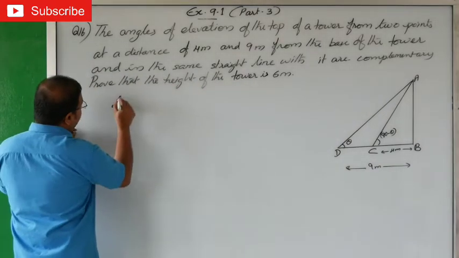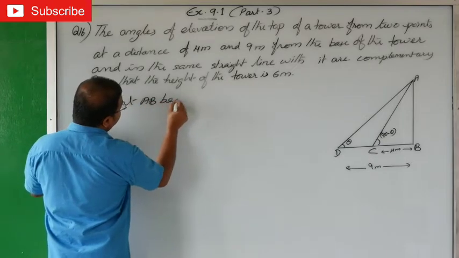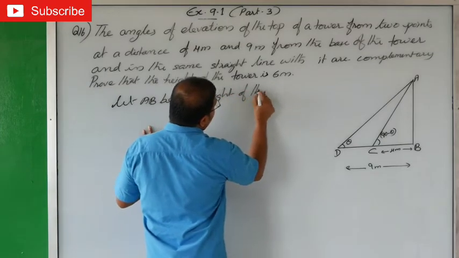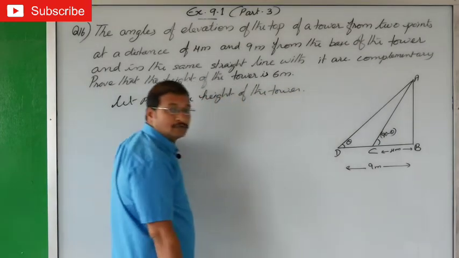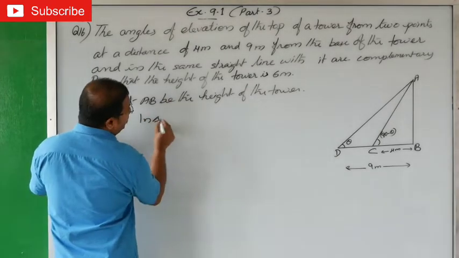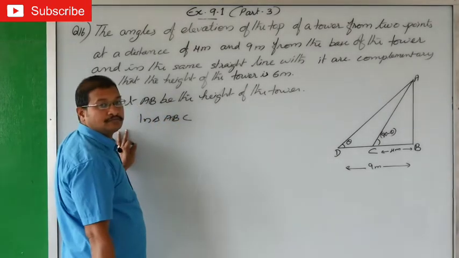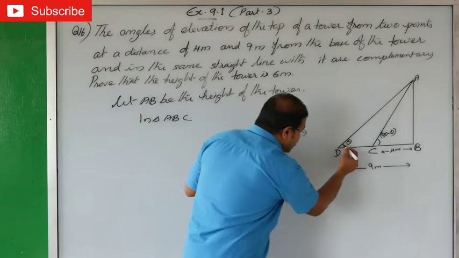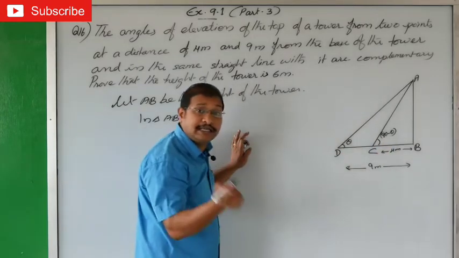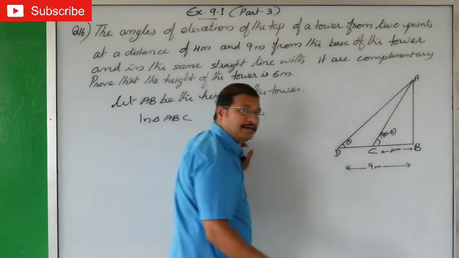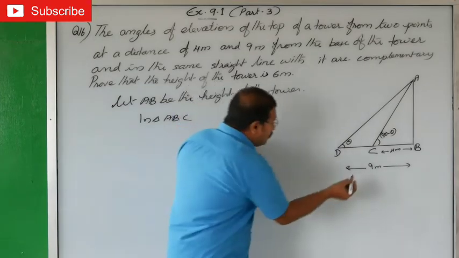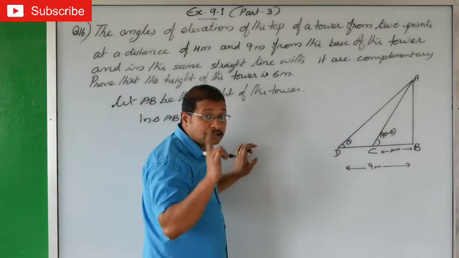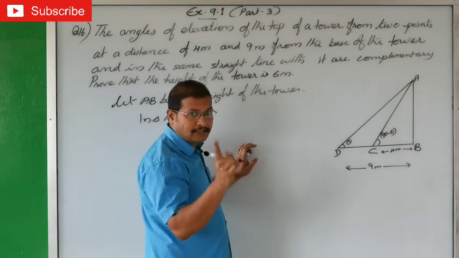Ready? So first we will write, let AB be the height of the tower. Now we will consider triangle ABC. In the diagram, this angle is theta, the other is 90 minus theta, because they have given that the sum of these two angles is 90 degrees. That is complementary angles, isn't it? So if I take one angle as theta, the balance should be 90 minus theta, because the sum of the angles should be 90.